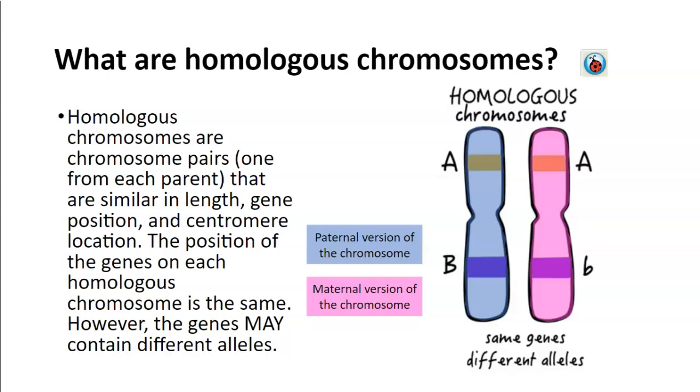Again, you can see that there are genes on homologous chromosomes. They're the same gene, but they might be different alleles. So in this pair, you can see that this person has a big A allele and a big A allele. They just happen to be the same. But if you look further down on the chromosomes, you can see a big B allele and a little b allele. Those are different versions of the gene. Again, the blue is the paternal version of the chromosome, and the pink is the maternal version of the chromosome.